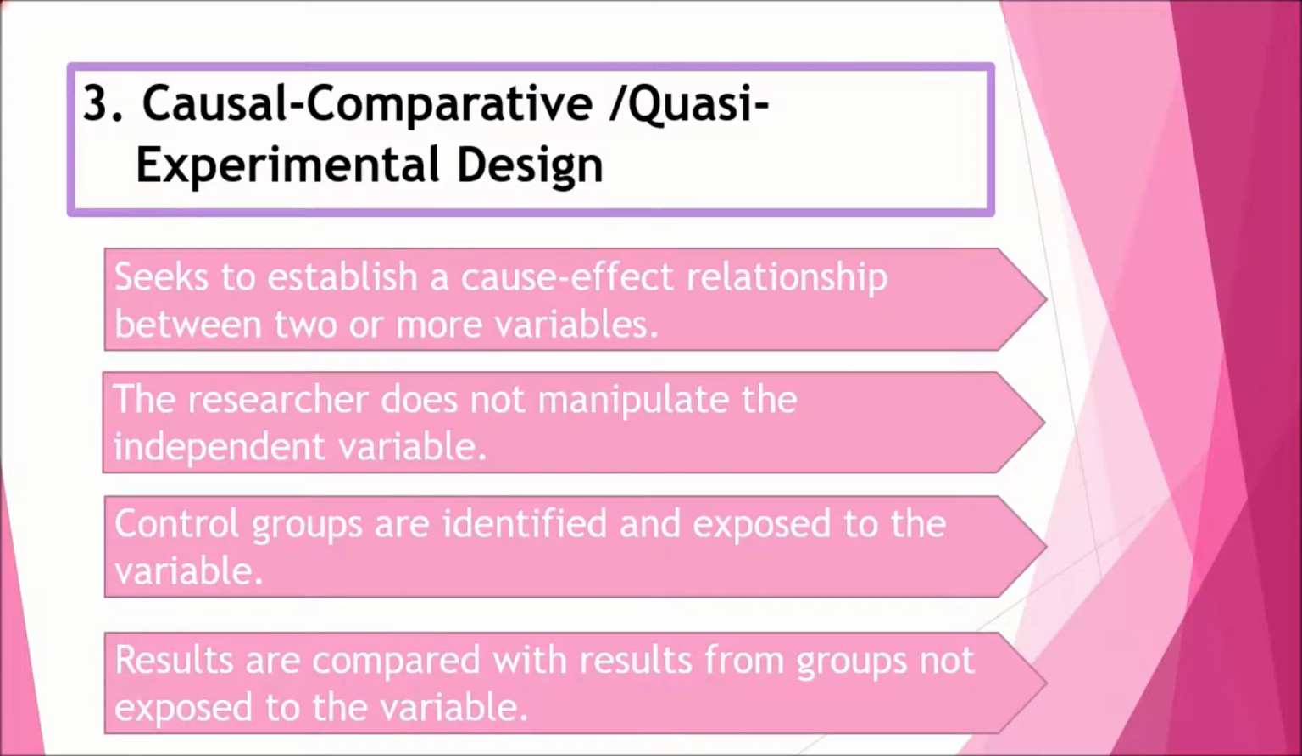So ano yung magko-cause ng pagtaas ng score? Mas mataas kaya sa ginamitan ng Google Classroom? Or mas mataas dun sa ginamitan ng modular? So, ano yung naging cause? And then from that, you're going to compare. That is causal-comparative or quasi-experimental design.